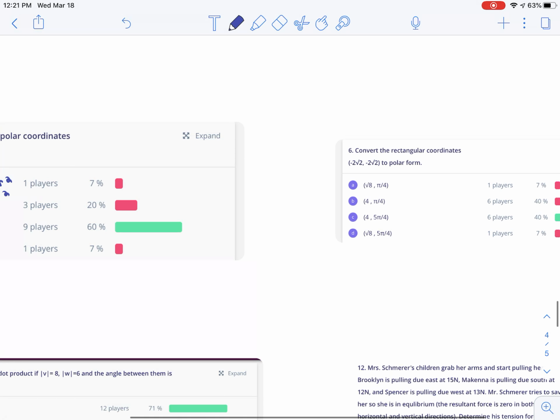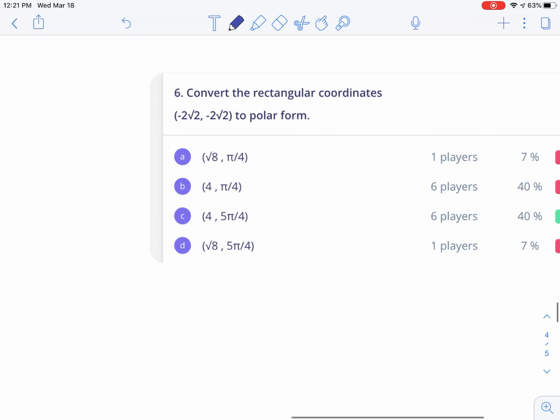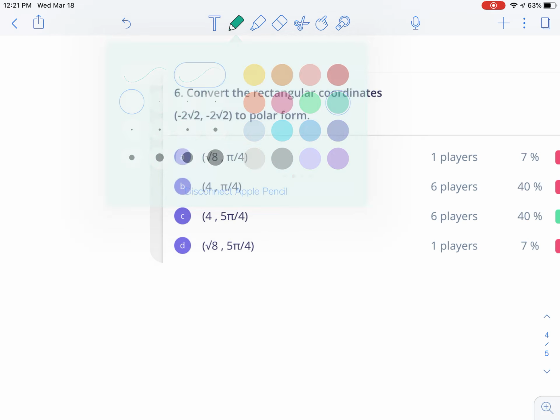Now, going to a question just like that, this is the same idea. And honestly, the biggest part is just identifying what quadrant this is in before you begin. A negative X, negative Y. You have to be in quadrant 3. So right away, we can eliminate this answer and this answer. And it appears that that was the biggest problem here, is just choosing between B and C.